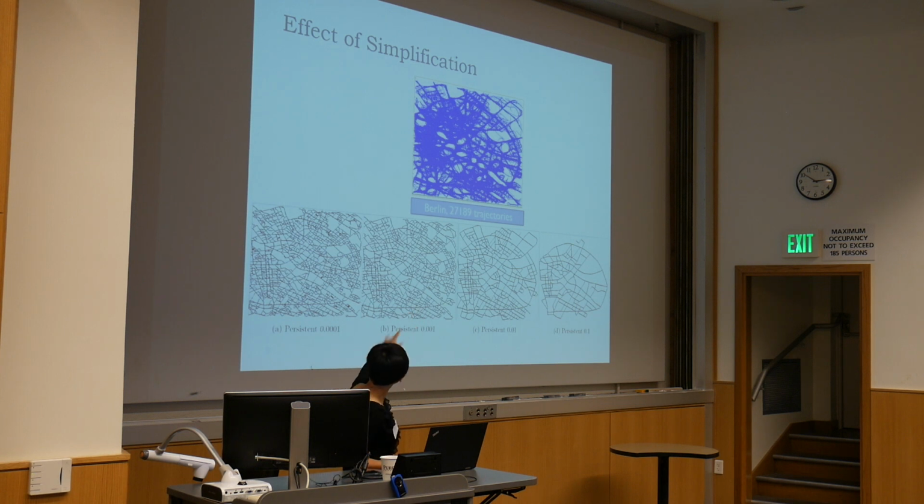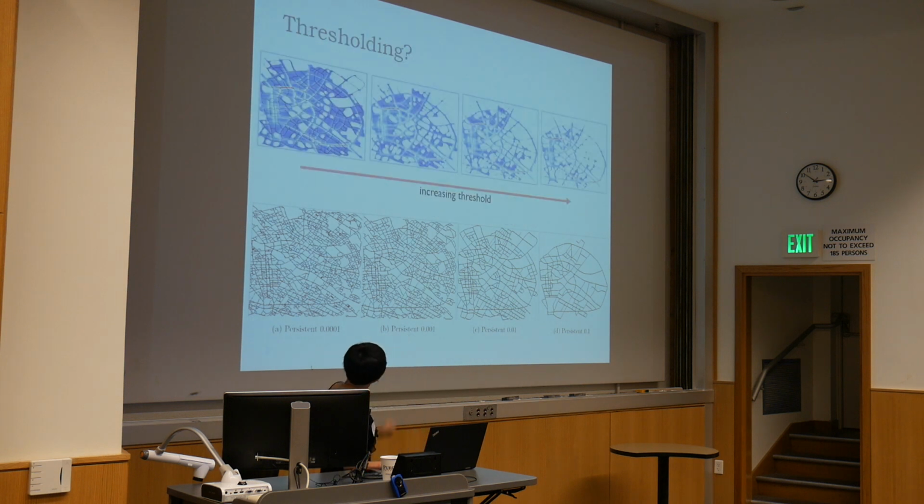This is just to show the effect of the persistent simplification. This is from Berlin. If you use a very small threshold, you get a lot of roads, true or not real, but as you increase the threshold, you have fewer and fewer important roads left. This shows that simple thresholding would not work, because with a large threshold, the downtown area is completely covered, and with a small threshold, you miss a lot of information.